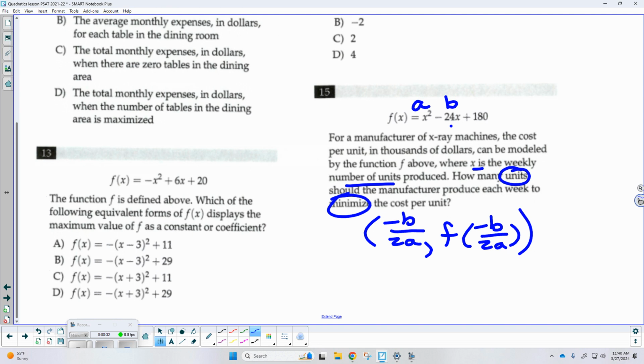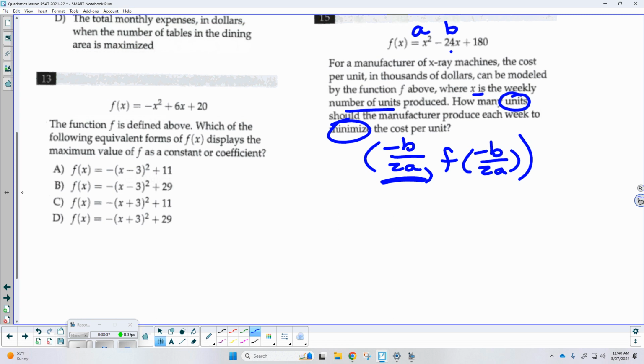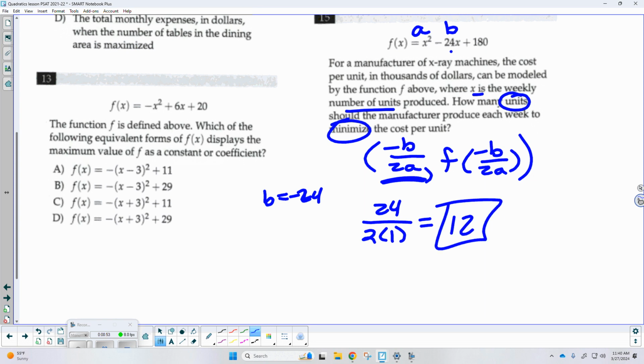All right, so all I want is the x value, which means this one right here. So let's see. B is -24. What I want is the opposite of B, so that's going to be +24 over 2 times A. Well, A is equal to 1. So it looks like 12 units is going to minimize the cost per unit. All we wanted to know was the number of units, which is x. Okay, everybody okay on 15?